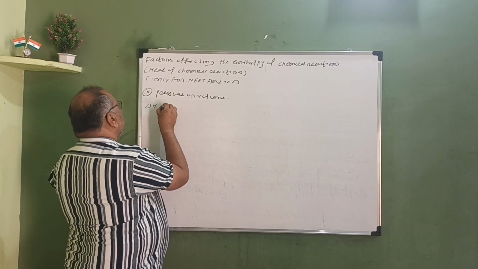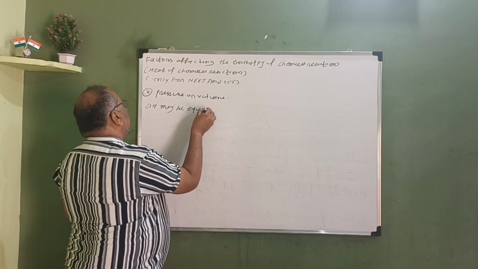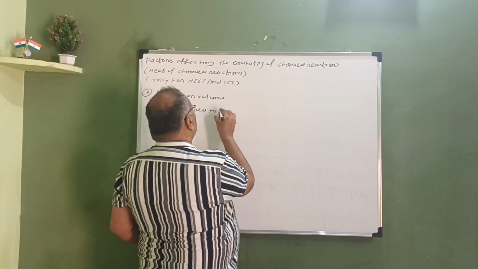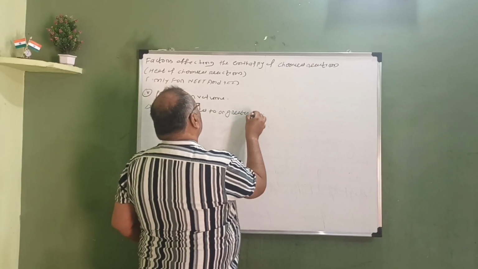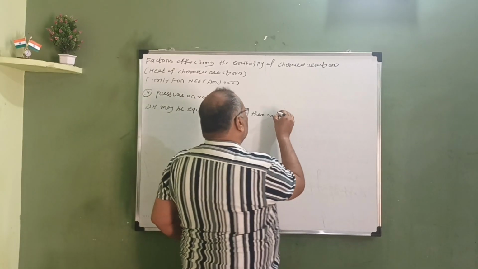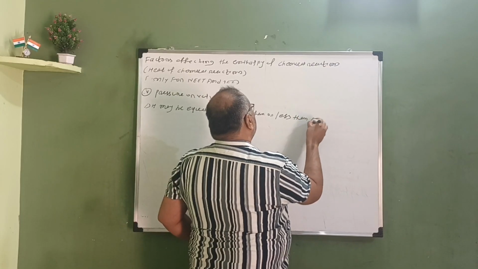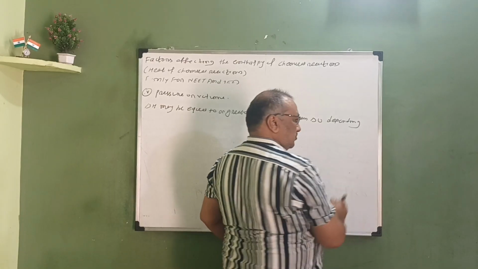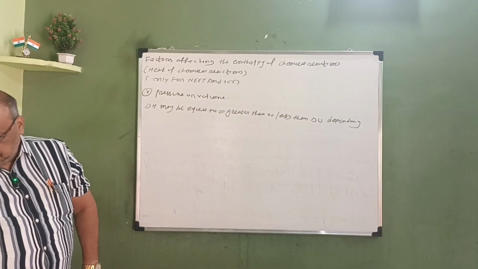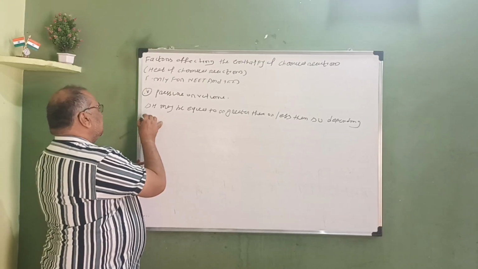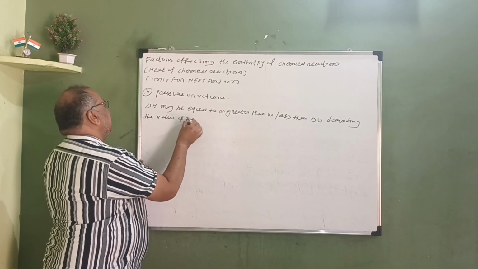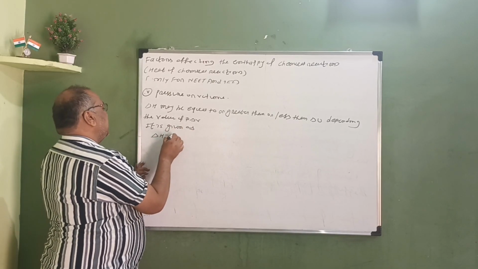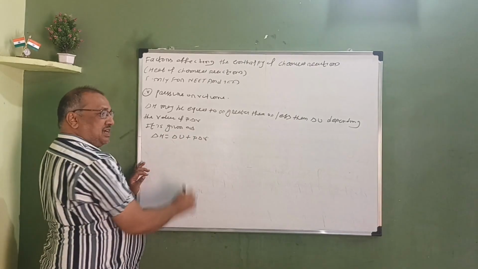Now here delta H may be equal to or greater than or less than delta U depending upon the value of P delta V. It is given as delta H equal to delta U plus P delta V.